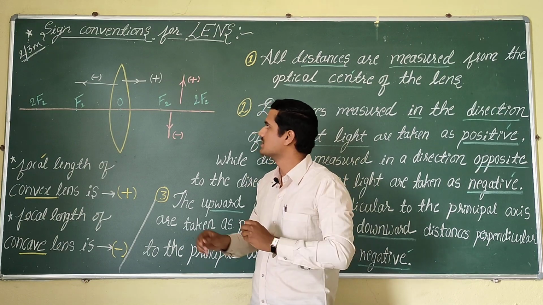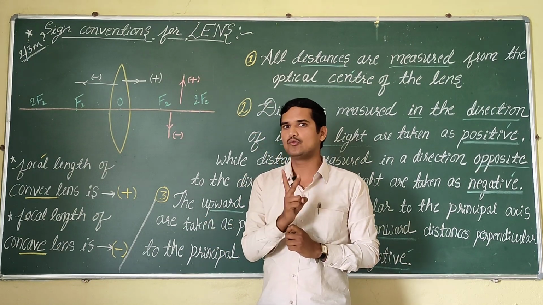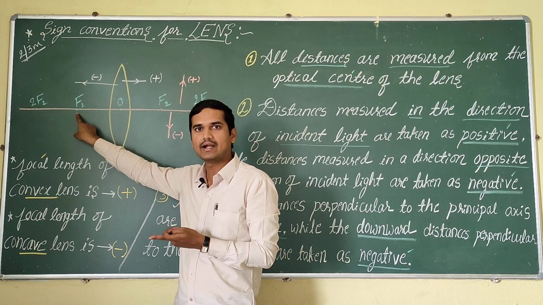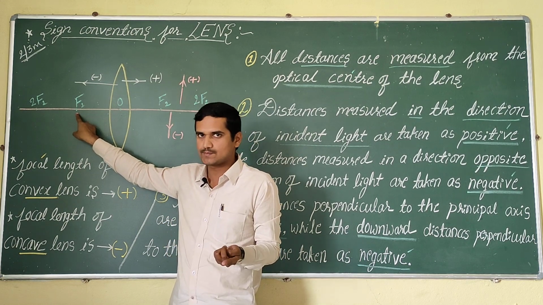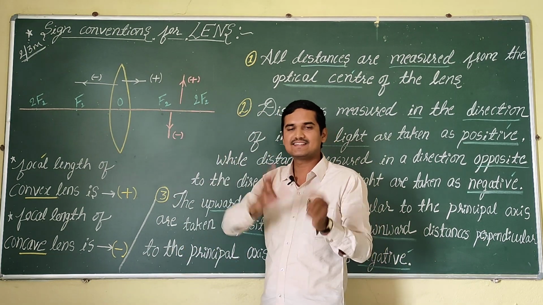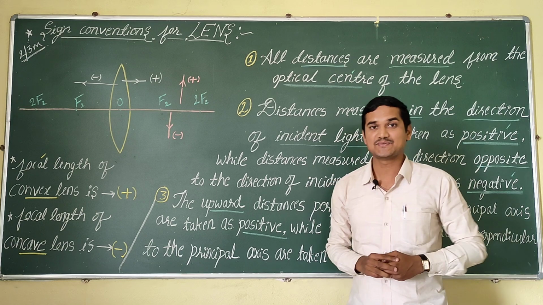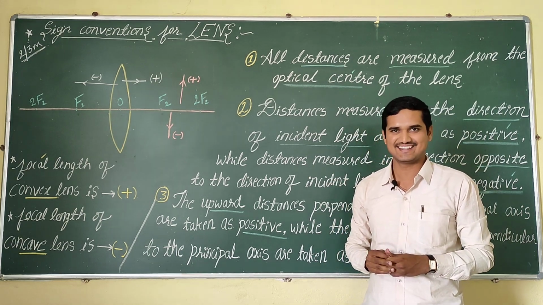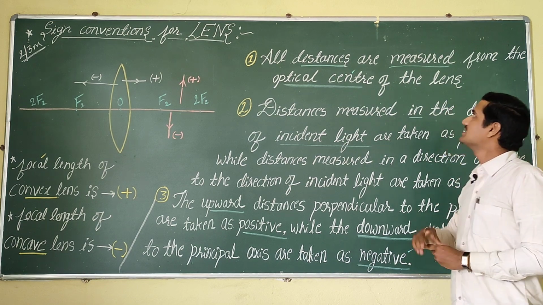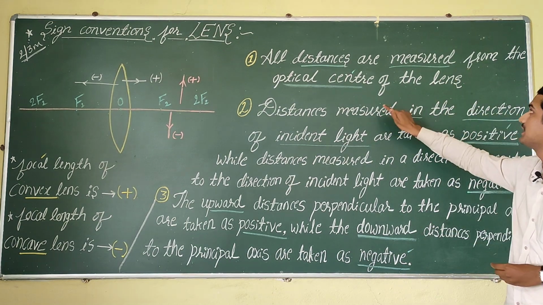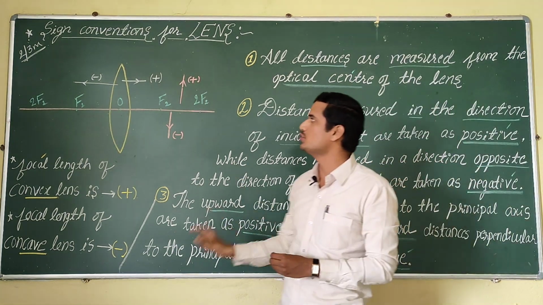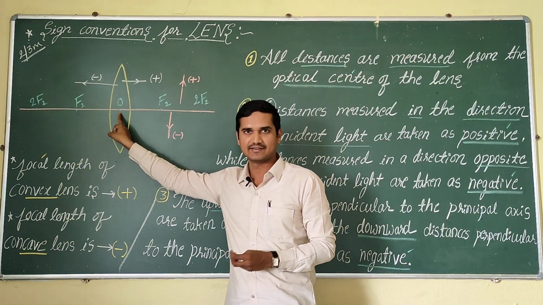In this situation, we are going to consider two focus points. One focus point you can observe in this location, I will call it F1, and one more focus point or principal focus point is called F2. Now let's discuss the sign conventions used for lenses. The first sign convention rule says that all the distances are measured from the optical center of the lens.